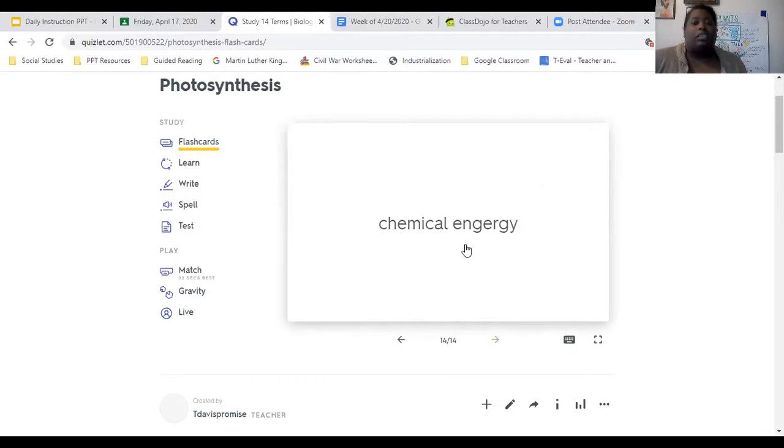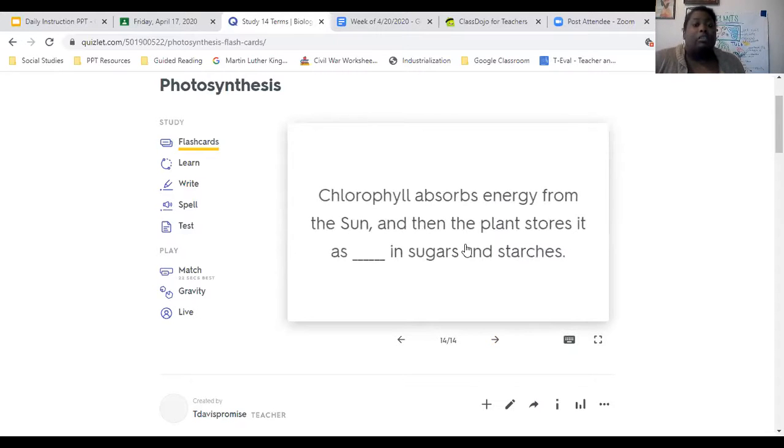And then finally, my turn. Chemical energy, your turn. So chemical energy: chlorophyll absorbs energy from the sun, and then the plant stores it as chemical energy in sugar and starches. So this is the energy conversion. The sunlight energy within the chlorophyll converts and becomes chemical energy, and it's stored until the plant actually needs it for energy.